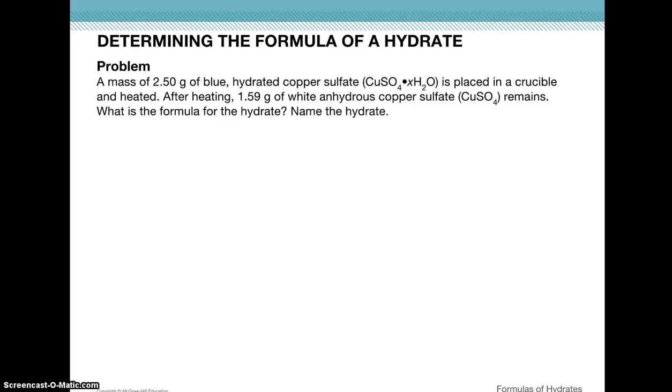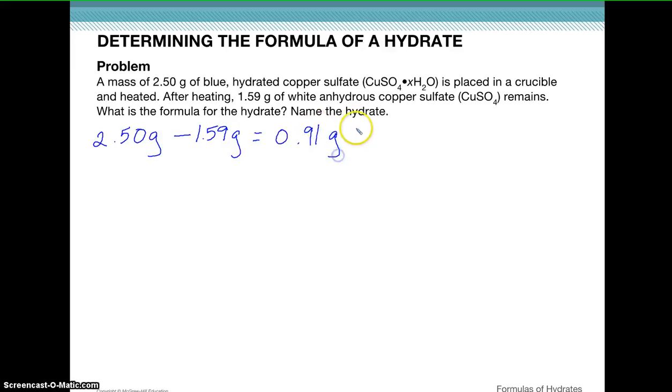Okay, so the first thing we need to do, based on the loss of mass, is figure out what mass of water was evaporated. So we're going to take our initial 2.50 grams minus the remaining 1.59 grams, and what we lost is the mass of water. So we lost 0.91 grams of H2O. Now we want to figure out what this ratio is. We're going to have 1 mole of copper sulfate for every X moles of water.